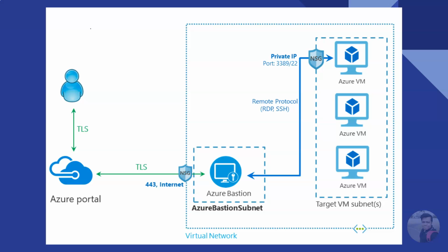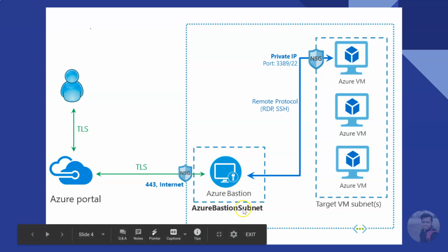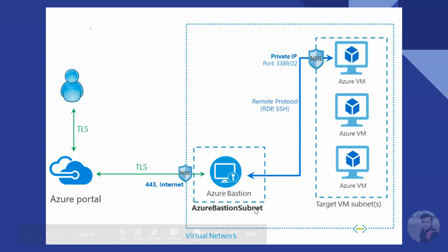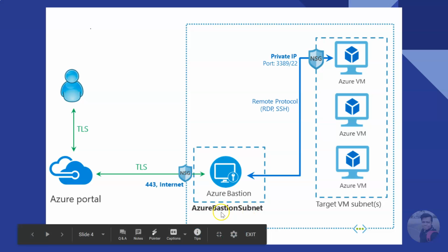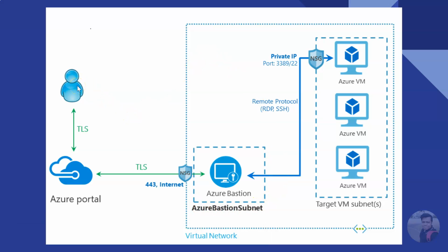If you see this picture, here you see these are private virtual machines, and here is the Azure Bastion. There is a requirement that Azure Bastion will be deployed in an Azure Bastion subnet. You need to deploy Azure Bastion subnet. The name should be exactly the same in the virtual network, and then the user can connect to private virtual machine via Azure portal and then via Azure Bastion subnet. So you see the communication is happening via TLS. So this is absolutely secure. So let us see this in action.